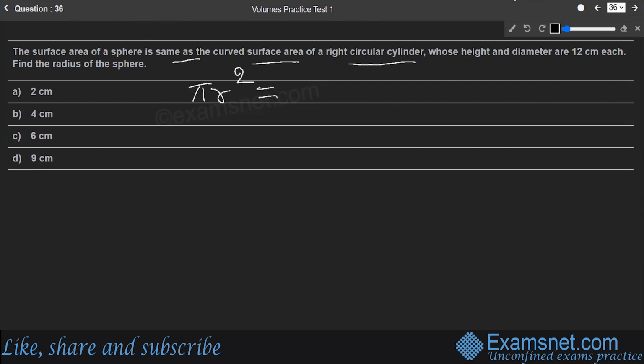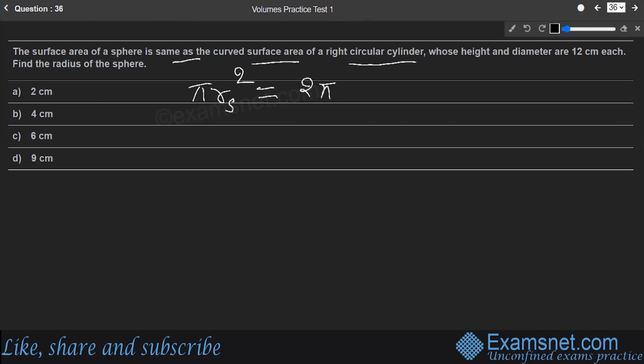He's saying this is equal to the surface area of a sphere. So let's apply an S symbol here. Then he says this is equal to the curved surface area of a right circular cylinder. So let us understand what the surface area of the right circular cylinder is.